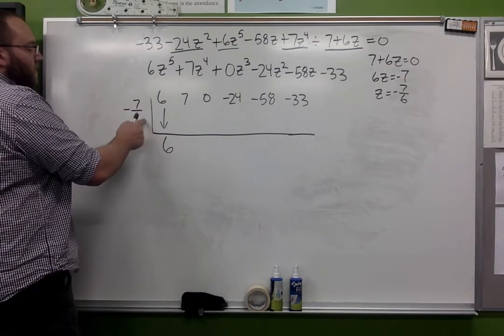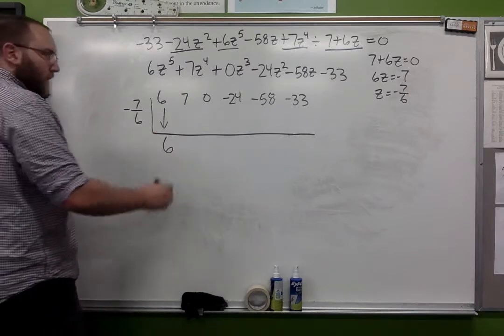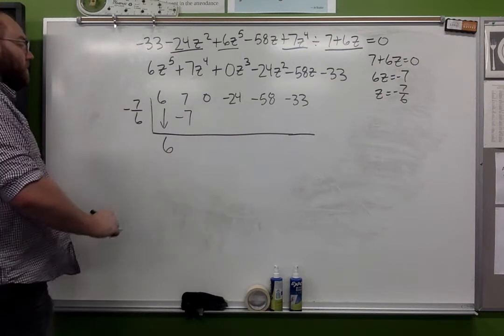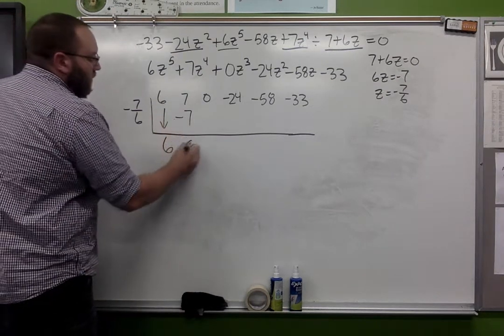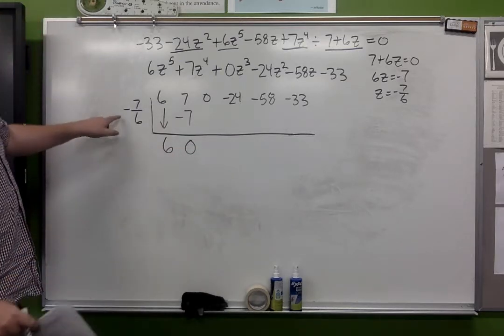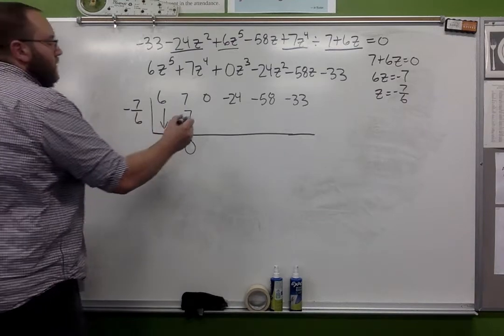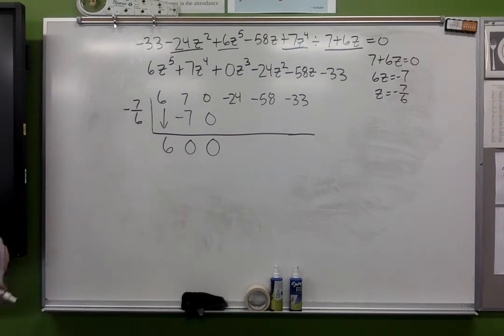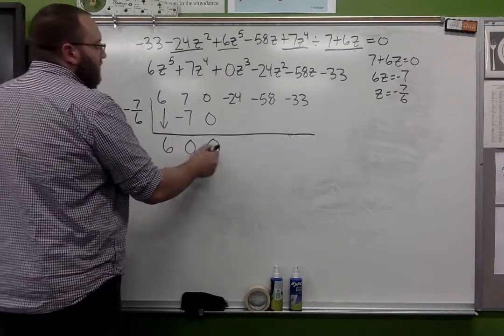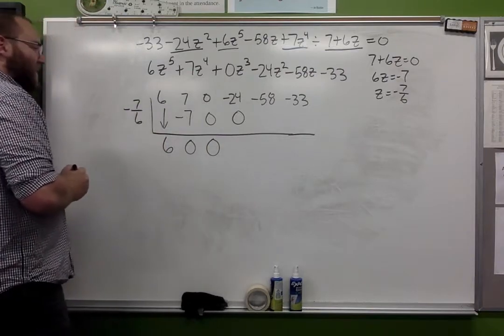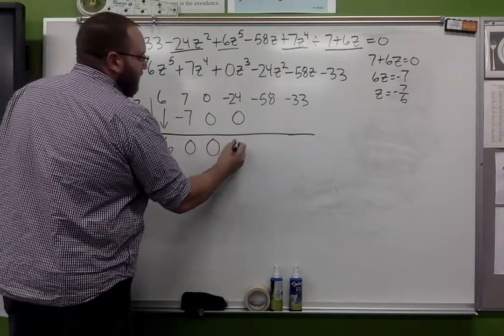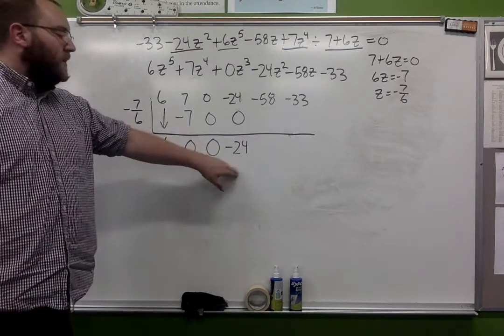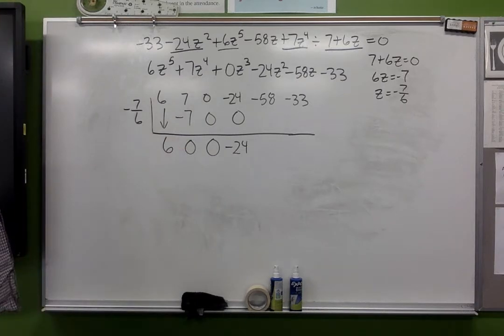Multiply. Negative 7 over 6 times 6 is negative 7, right? Right. 7 minus 7 is 0. Negative 7 over 6 times 0 is 0. 0 plus 0 is 0. Negative 7 over 6 times 0 is 0. Negative 24 plus 0 is negative 24. Negative 7 over 6 times negative 24. Quick in your head, what is it? Negative or positive 28, right? Yeah.